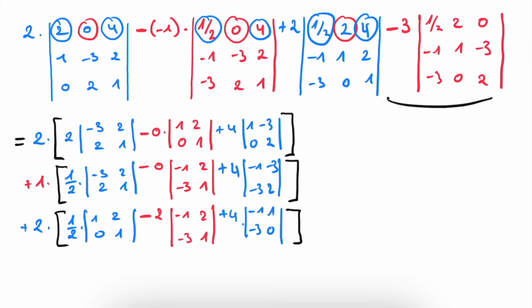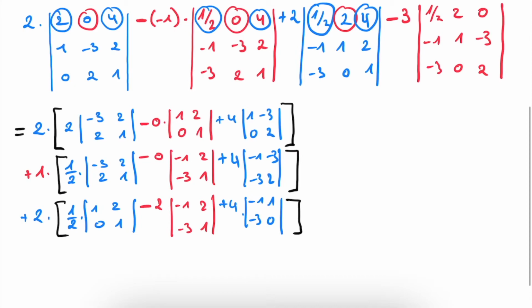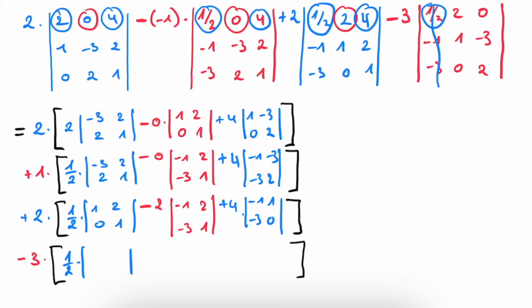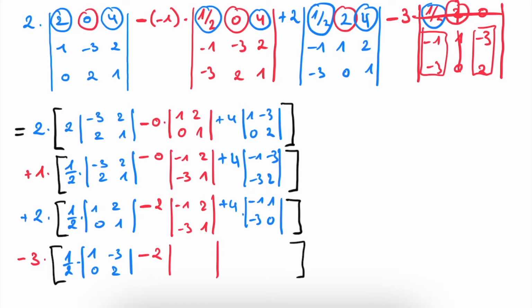Now to get to the last term, we have this -3, which is important to remember that we have to take with us the minus sign. So we have -3 times the determinant of this 3 times 3 matrix, which is 1/2 times the determinant that remains if we remove this column and this row, which is these 4 numbers. So we get the determinant of 1, -3, 0, 2. This next number, a 2, with a minus sign in front of it, times the determinant of these 4 numbers. So this becomes -1, -3, -3, and 2.